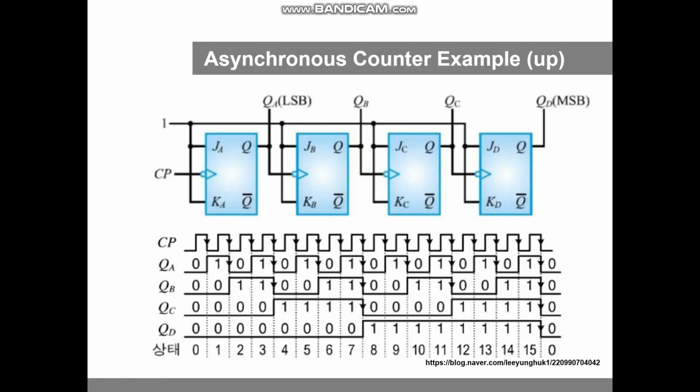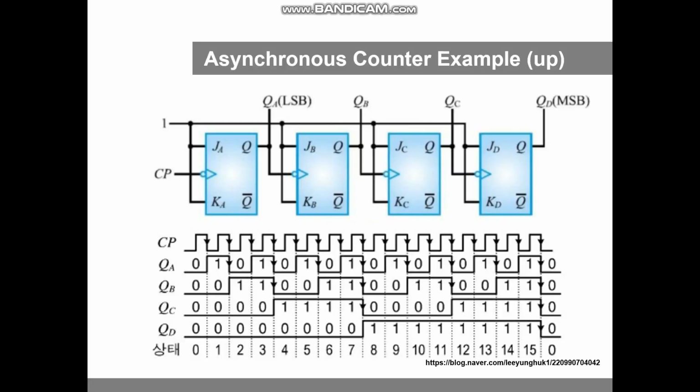The up counter triggers on the falling edge. That is, it changes at the falling edge. Whenever you see the state change, you can see that the number goes up. Since it is 4-bit, 16 numbers change from 0 to 15 in total.